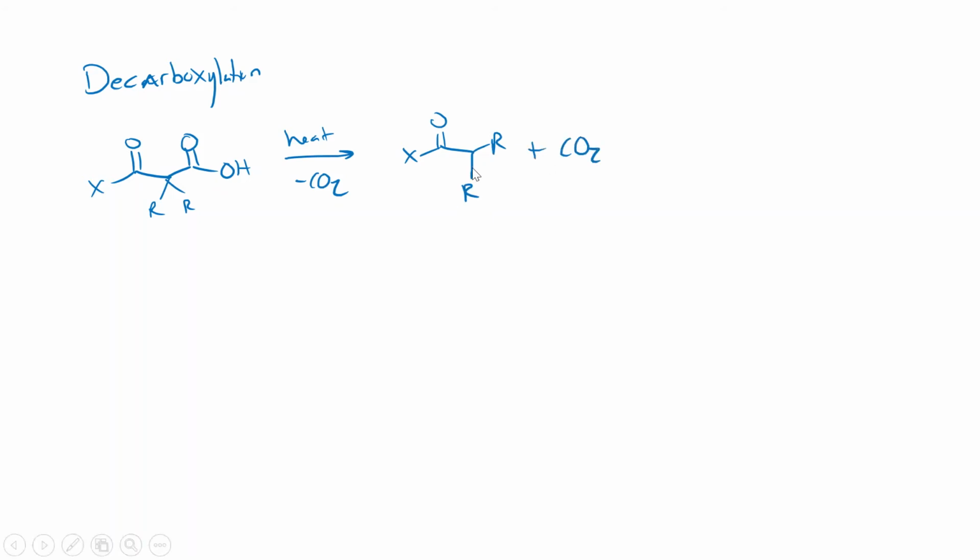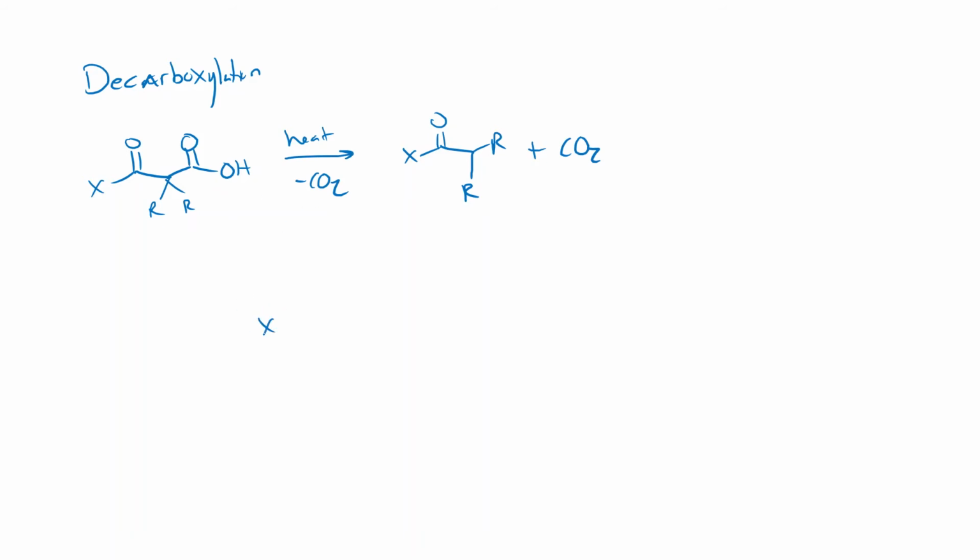Decarboxylation happens when you have a 1,3-dicarbonyl compound, and one of those carbonyls is a carboxylic acid. If you heat this up, you can have whatever you want here. These R groups can be anything. So you can have anything you want over here as long as you have carbonyl, carbon, carboxylic acid. When you heat these up, you lose CO2, and you get out basically this compound where this carboxylic acid gets lost.